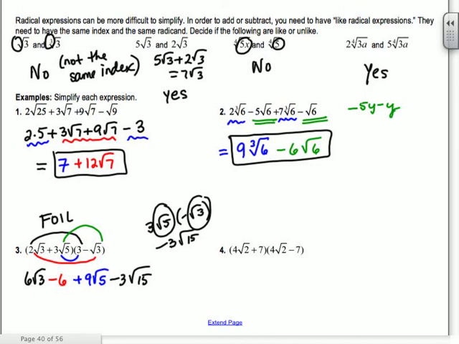And that's how that one stays. That is the answer because there are no like terms. Like you have root 3, root 5, root 15. None of them are going to combine. So that's it. All right, so you guys try number 4.